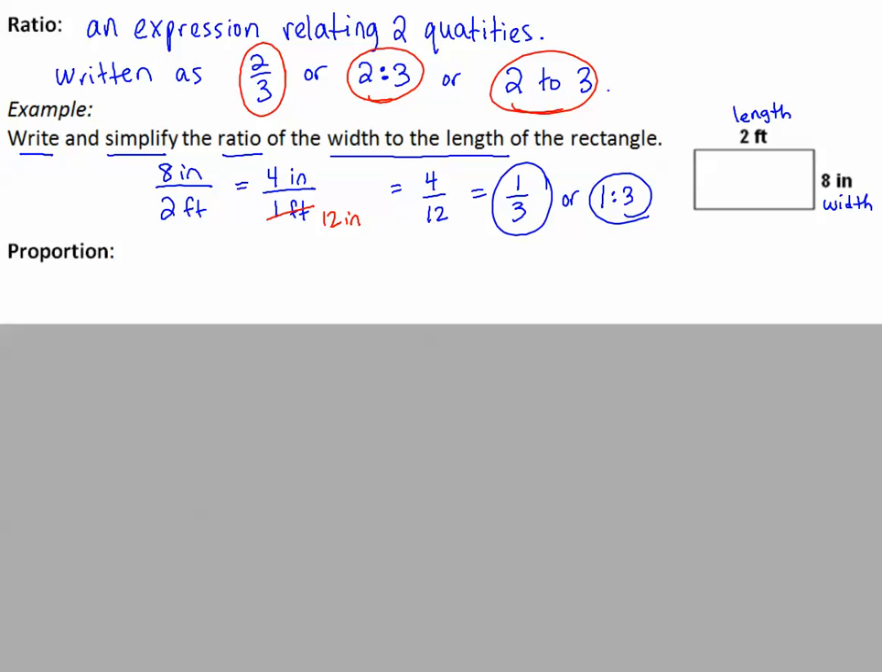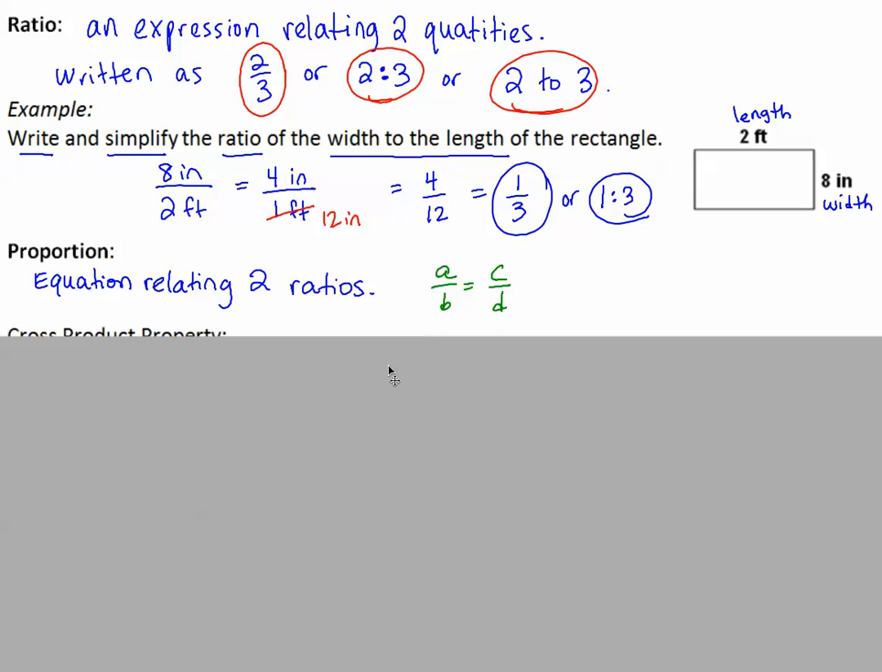Let's review proportions. A proportion is taking two ratios and putting them together in an equation. So a proportion is just an equation relating two ratios. So what can that look like? Well, just using letters, maybe like A over B equals C over D.